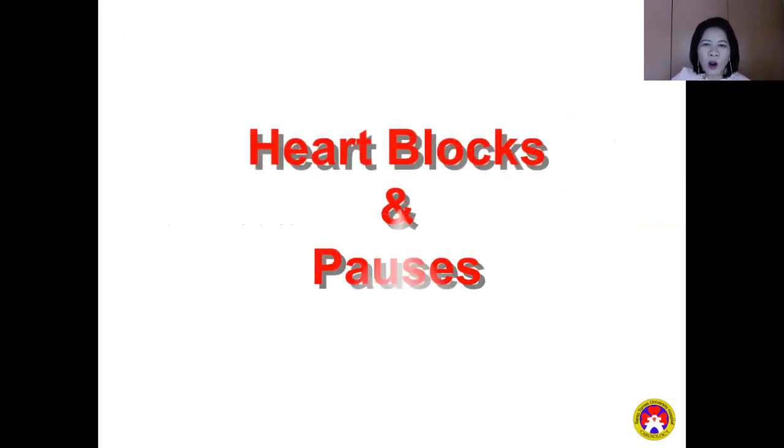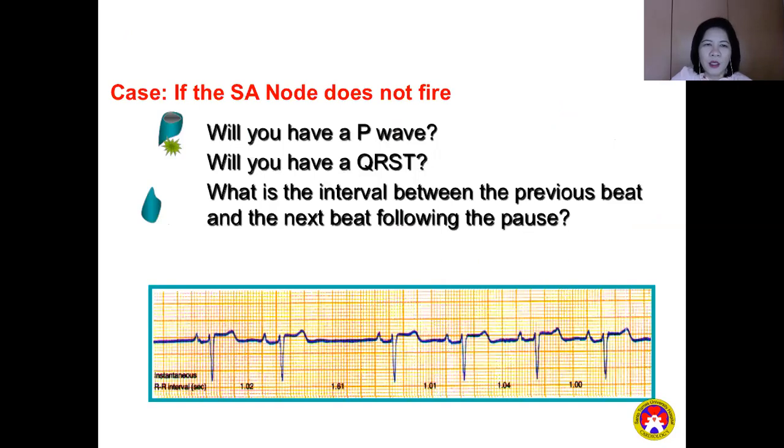Let's go to heart blocks and pauses. So imagine a scenario where your SA node will not fire. Okay, so therefore, do you expect to see a P wave? Of course not, because there will not be anything that will depolarize the atria. How about the QRS? If your SA node did not fire and none of the subsidiary pacemakers fired, then you also don't expect to see a QRST complex.